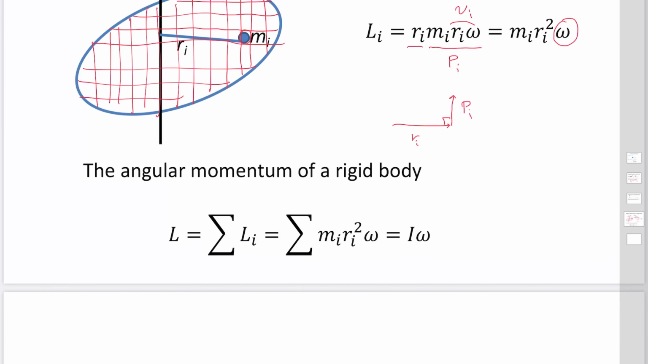So take a sigma on both sides. Then this part exactly equals the moment of inertia. So the angular momentum of a rigid body is expressed as I times omega. This is the angular momentum of a rigid body. This is the end of this session.